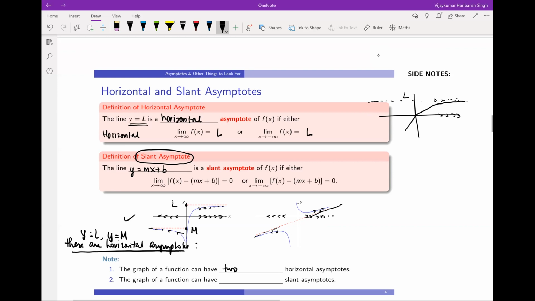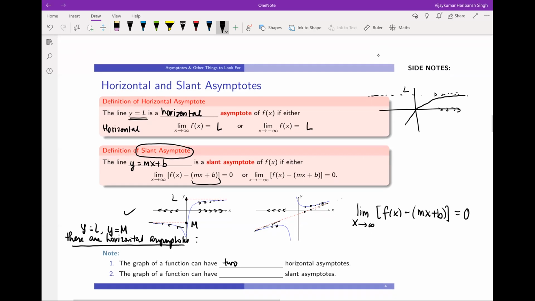What happens if your graph gets very close to the line, right? That means the y value of your function, as you go further and further, so here the y values were far apart. But as you go closer and closer, the y values become very close to each other, right? So this means the y value for your function, which is given by y equals f of x, minus the y value for your line, which is y equals mx plus b, so mx plus b, this should be 0, right? This means that they become very close as x goes to infinity.